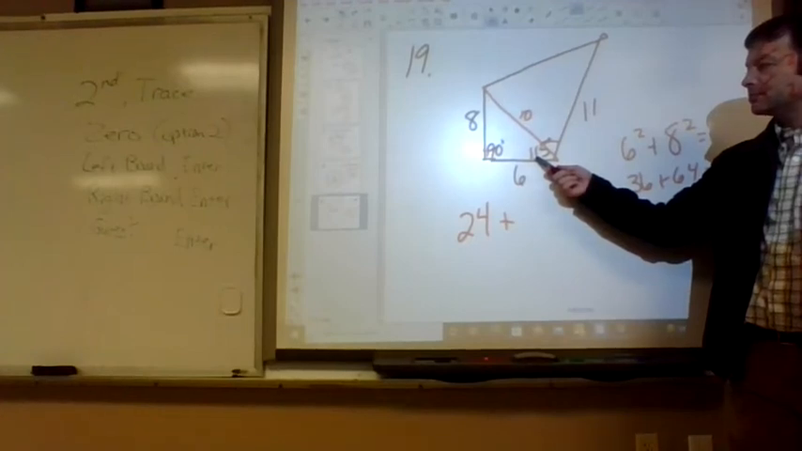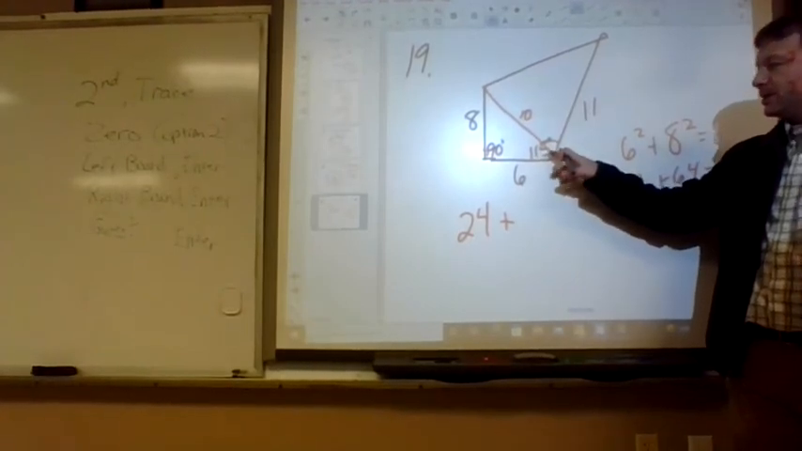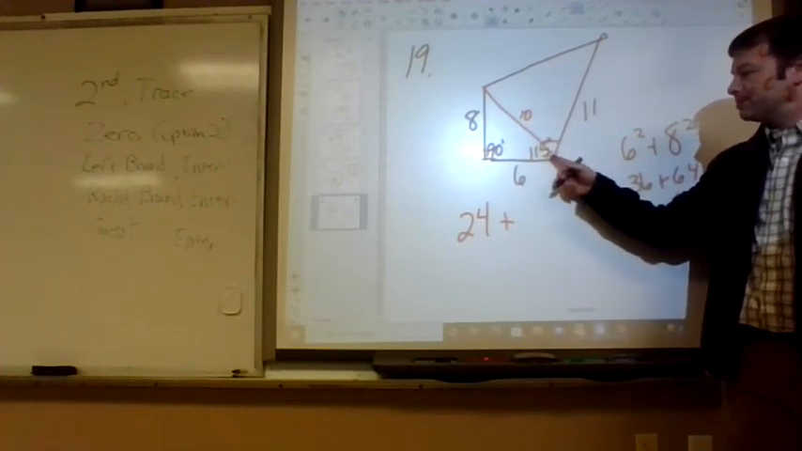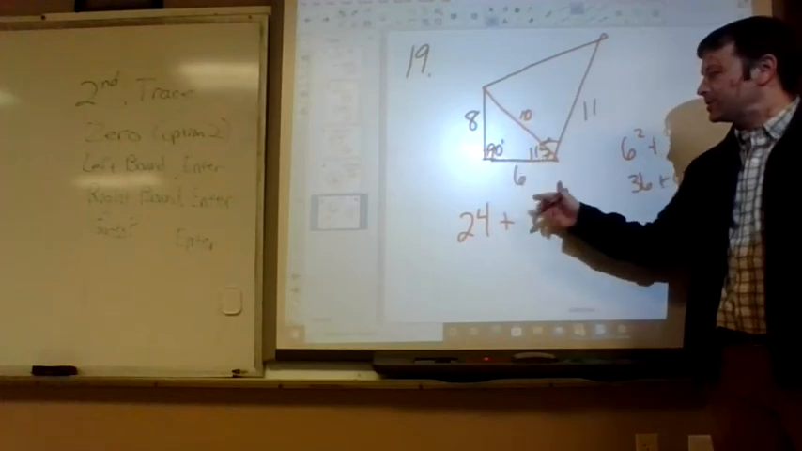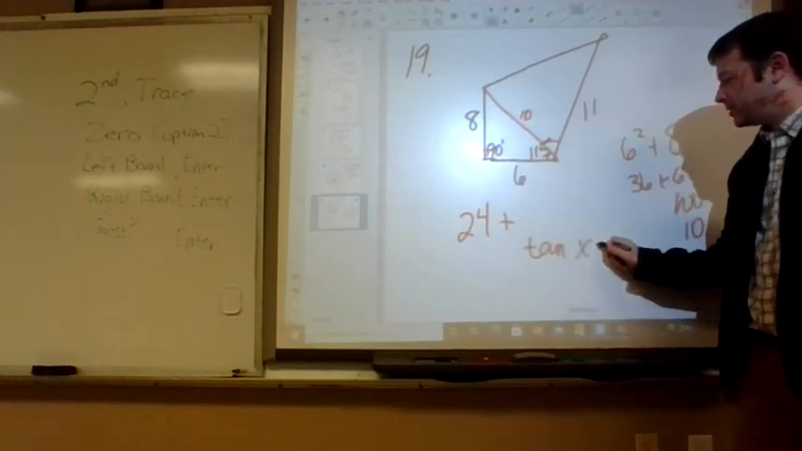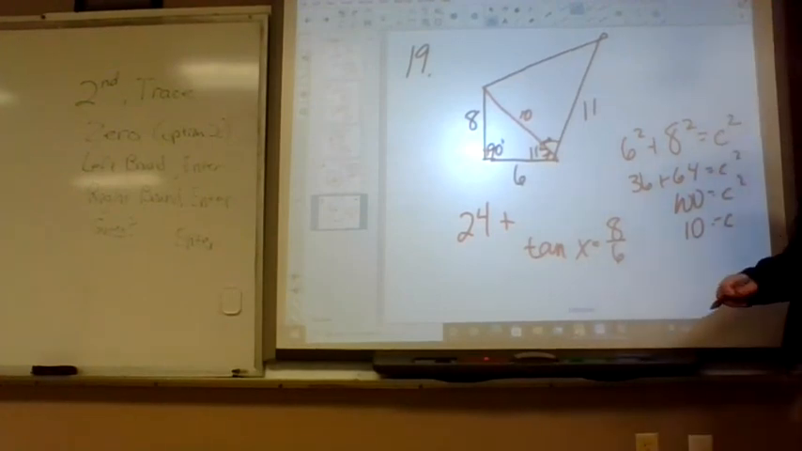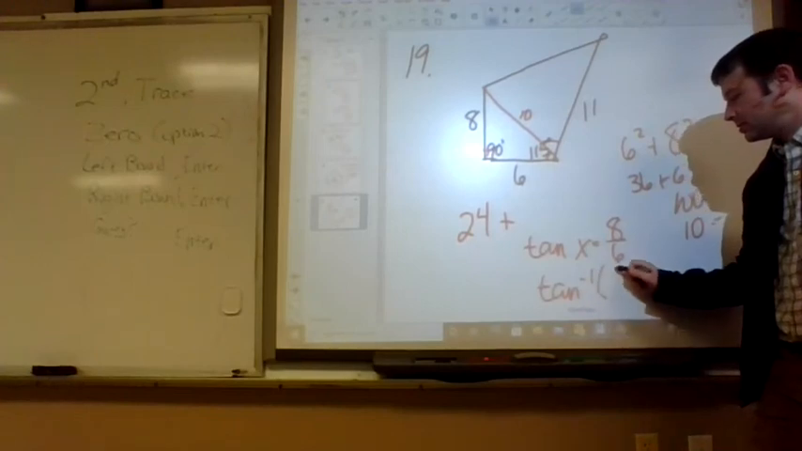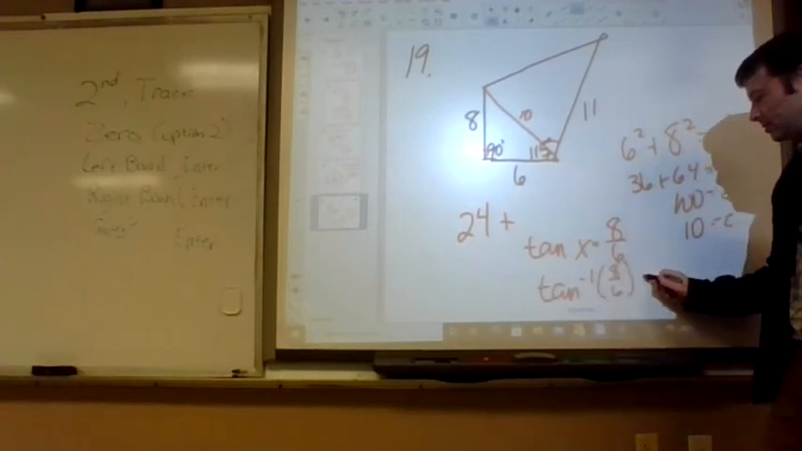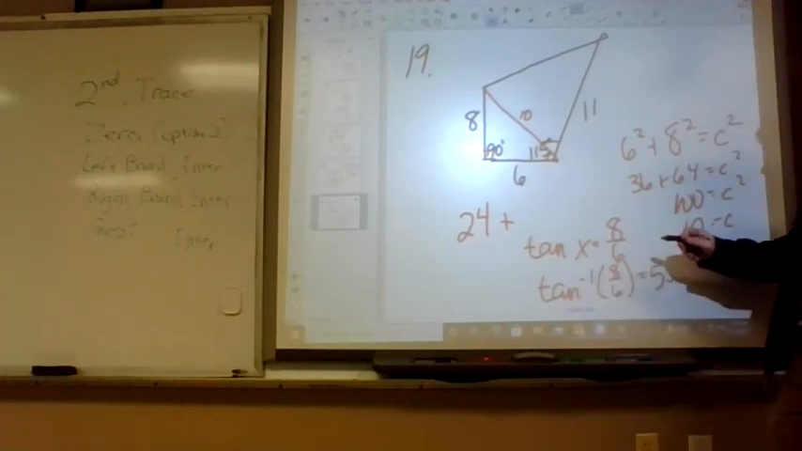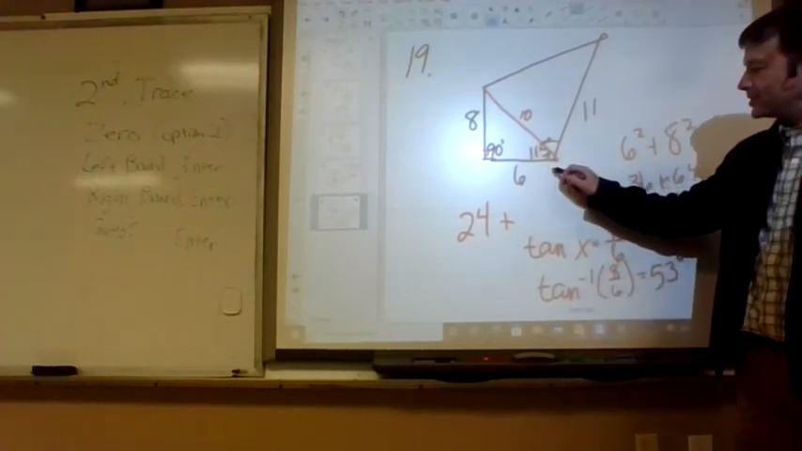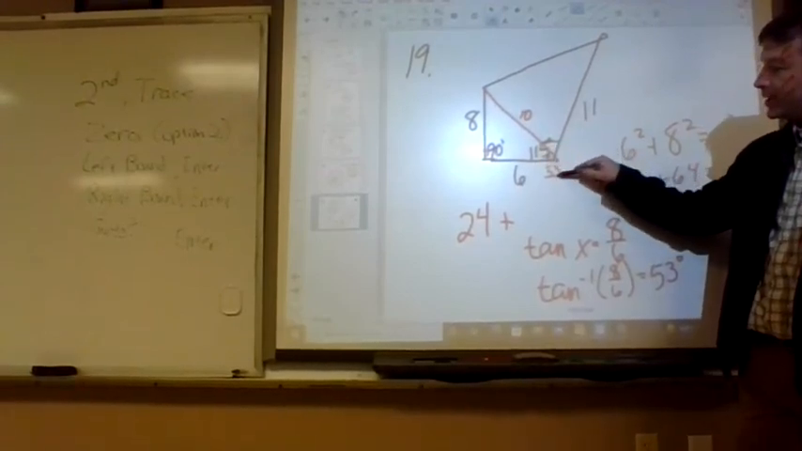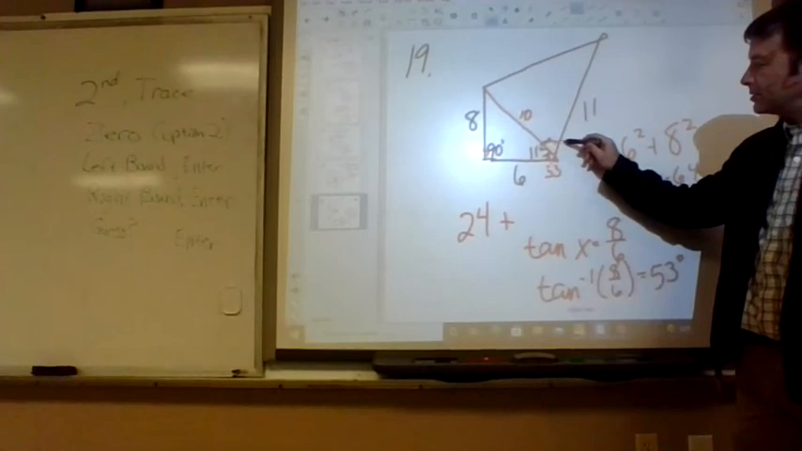You can do tangent. Yeah, you can use any of the trig functions. Tangent of this little angle is 8/6, equal to opposite over adjacent. Tangent of the angle equals opposite over adjacent. So tangent inverse. I got 53. And then it's 115 minus 15. If this is 53 right here, then this angle on the other side is going to be 115 minus that. 62.